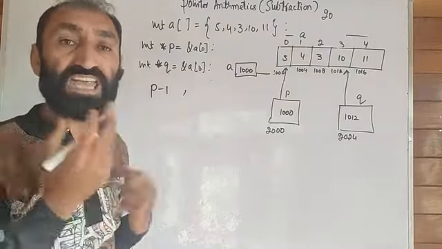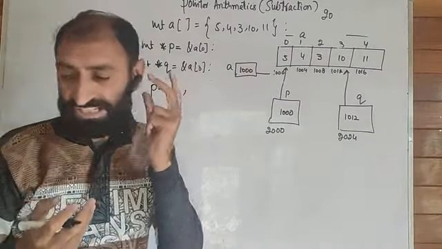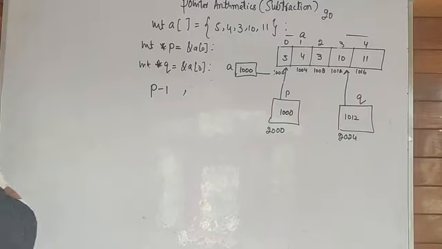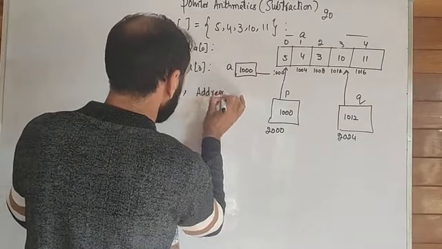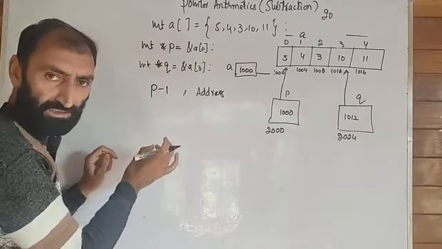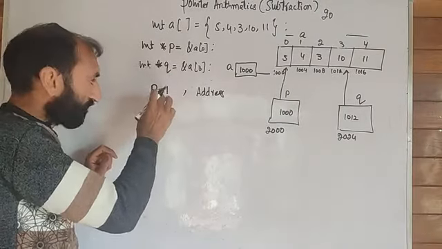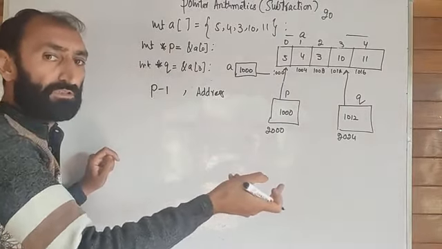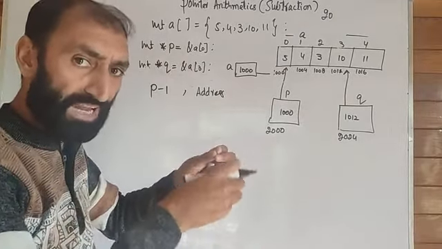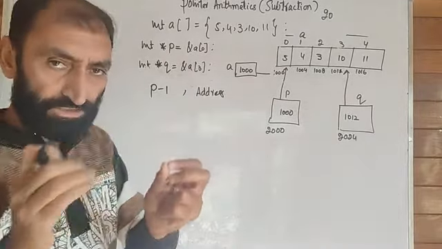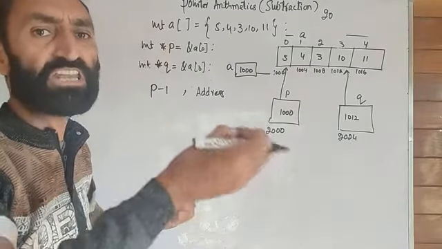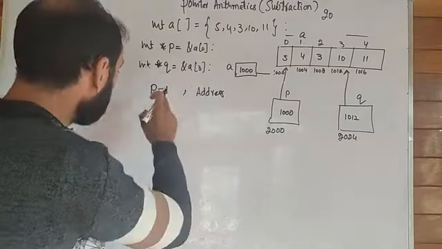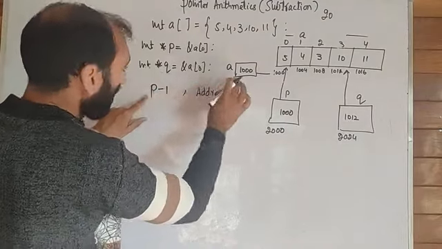What does P minus 1 return? It will return the address. When we subtract integers from the pointer variable, that will return an address. The address will change. For example, here, what is P?